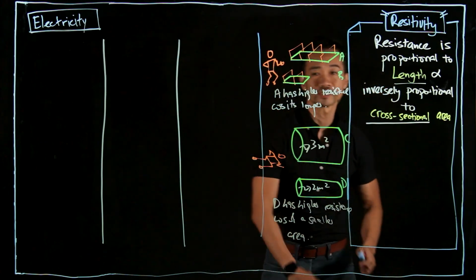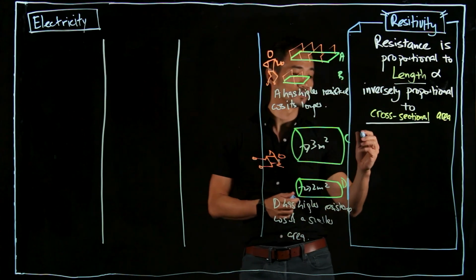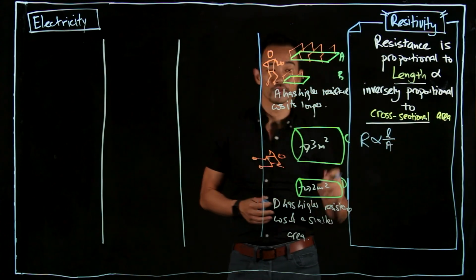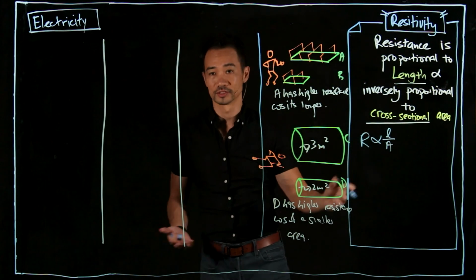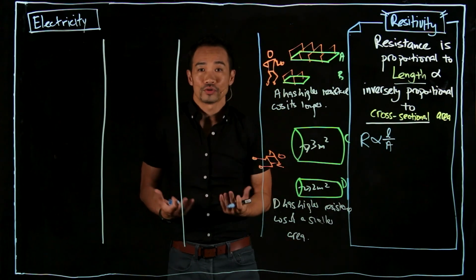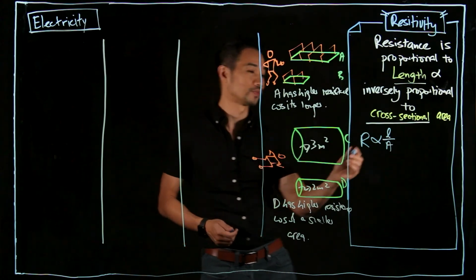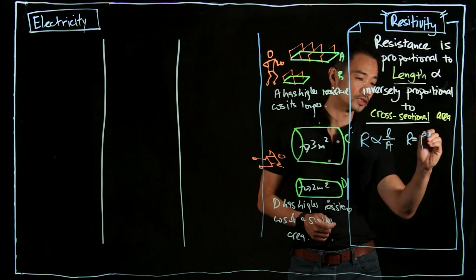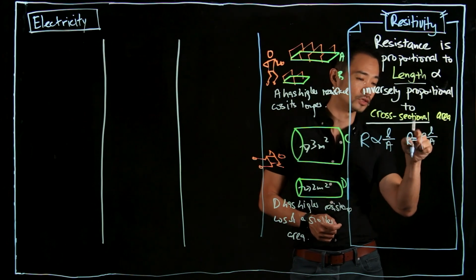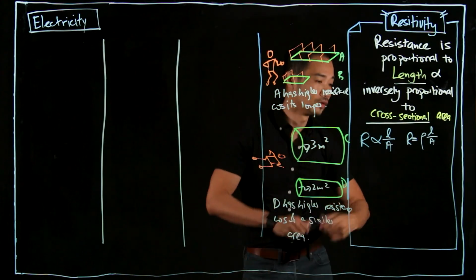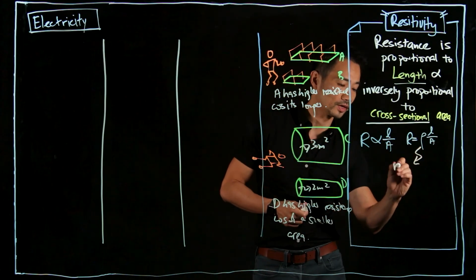So to express it in a mathematical expression, R is proportional to L over A. The longer the length, the higher the resistance. The bigger the area, the lower the resistance. And we all know that if there is a proportional sign, we can turn it into an equal sign by introducing a constant. And this constant here, which is this rho, this P looking thing, is what we call resistivity.